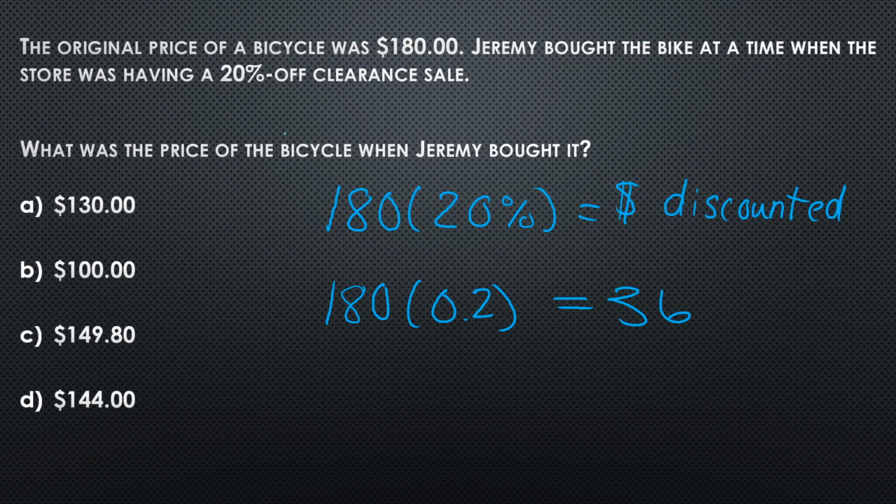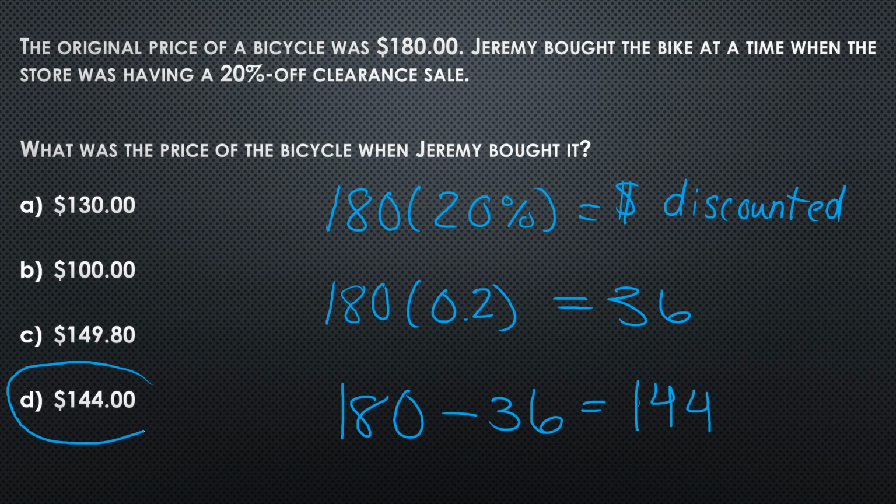Think about it. 20% off is not that big of a discount, and if the bike is normally $180, me paying $36 does not make sense, because that is way more than 20%. So my final step is going to be taking my original price and subtracting how much money I am saving. And when I subtract it, I get 144. So Jeremy paid $144 for his bike.